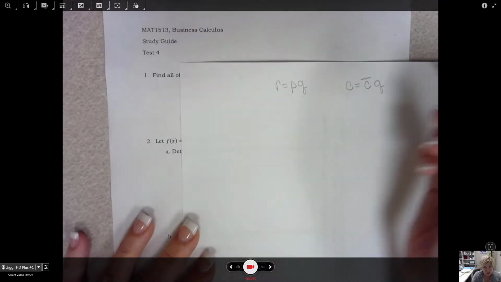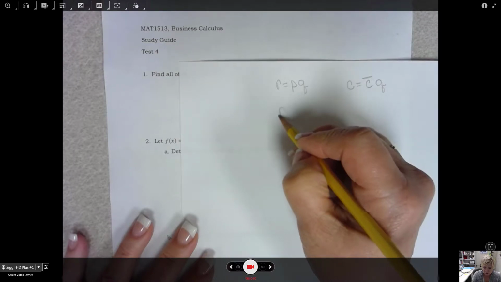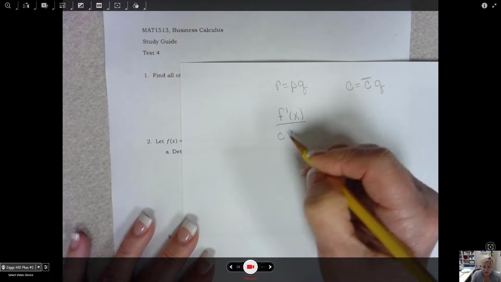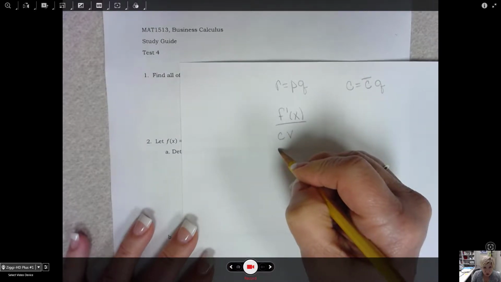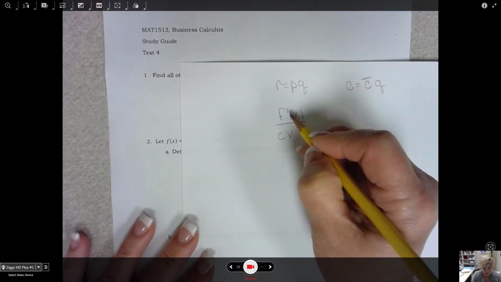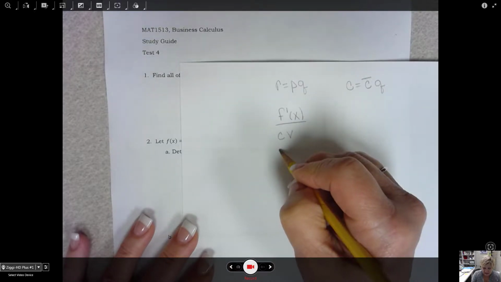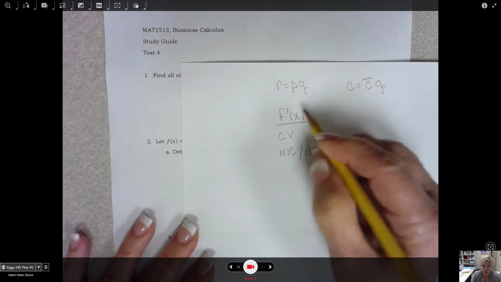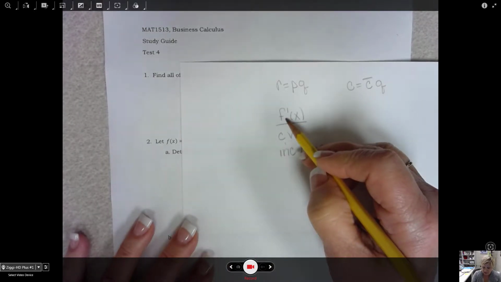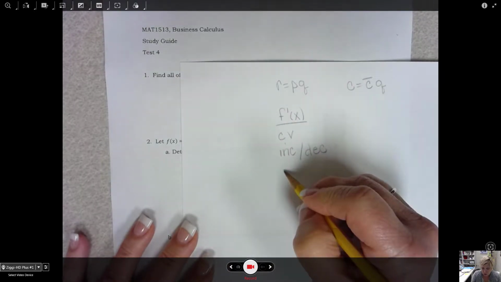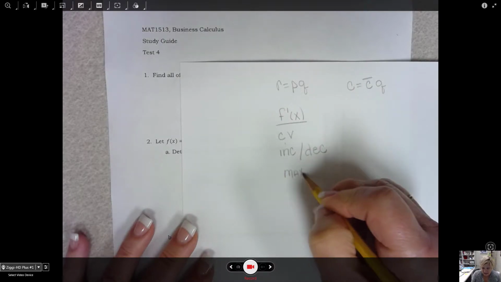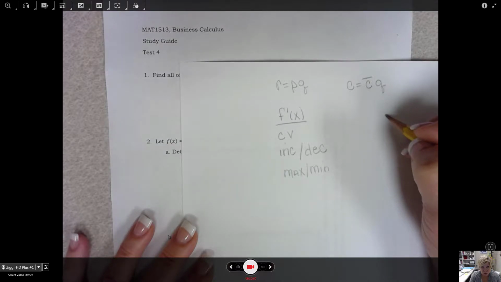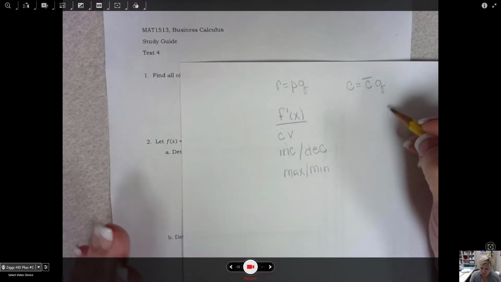All right. Also, first derivative can give you critical values. It can give you intervals where f is increasing or decreasing according to the derivative being positive or negative. And it can also tell you relative max and mins. So when it's asking those particular questions, you know first derivative.